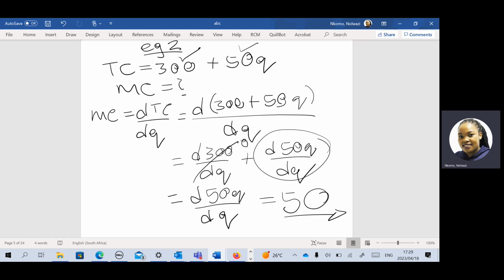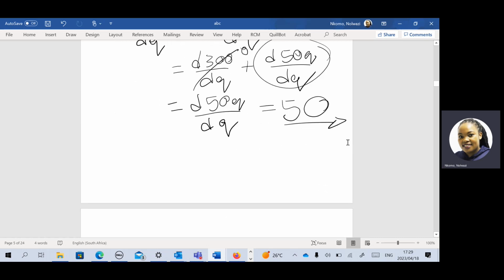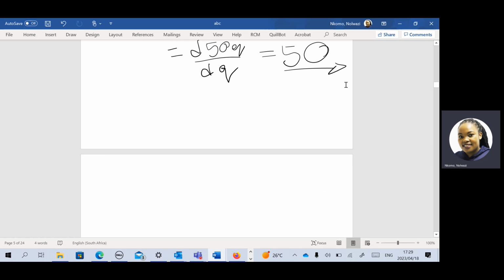Okay, and this means each additional unit will cost 50 rand. Here the marginal cost doesn't vary because it's a constant. It doesn't vary with anything. Each additional unit will always cost you 50 rand, because in this case it doesn't vary. It doesn't have Q's. It's not a function, it's just a constant. So it will always cost you this amount.